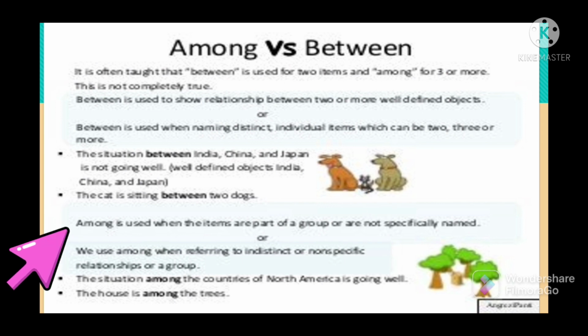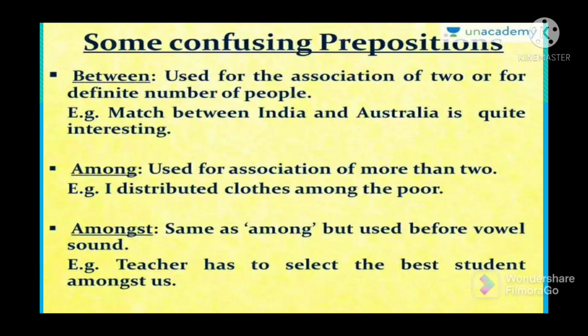Among is used where the items are parts of a group or are not specifically named. Whereas between is used when we know about them, when they are well defined. We use among when referring to indistinct or non-specific relationships or a group. The situation among the countries of North America is going well. The house is among the trees. It's not exact, it's not specific. Understood?